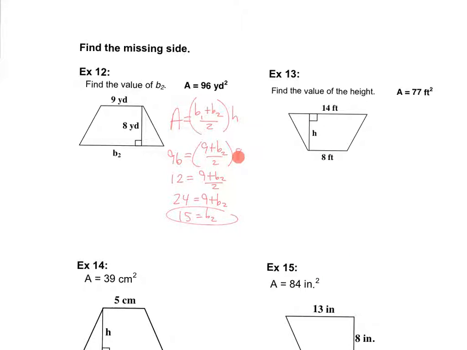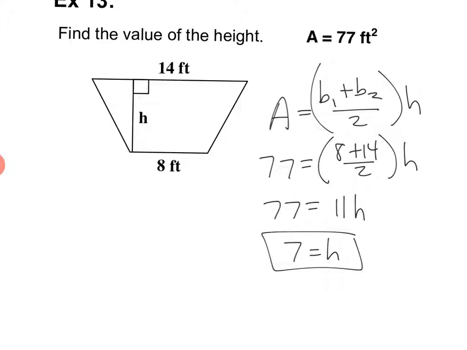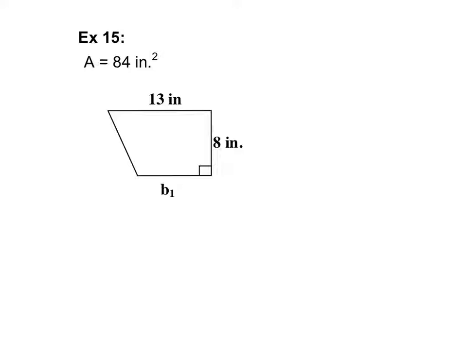What I would like you to try to do is I'm going to leave this up on the screen so when we pause it you can see what I did for example 12. Try to do 13 on your own. The height is missing. I would like to know what the height is. So see if you can solve 13. Go ahead and pause. Okay, if you did it correctly, the height is 7 feet. So you plug in what you know, and then make sure you solve that part first before you divide by 11, and you should be able to get the right answer.